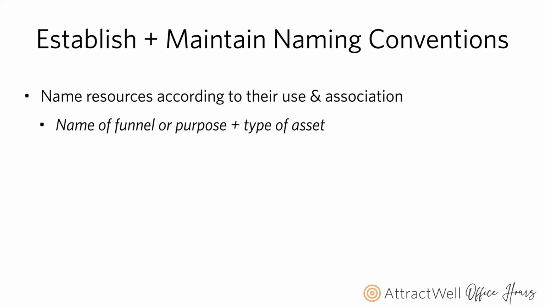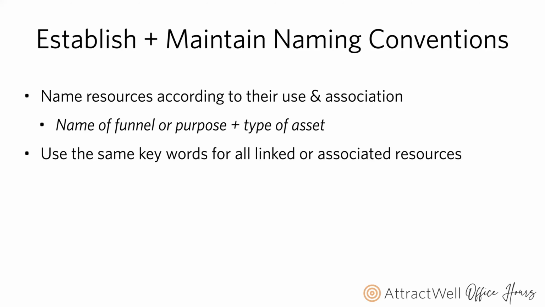So what you want to do first is name your resources according to their use and their association. That would mean, for instance, we're going to name a funnel or purpose, and then the type of asset, right? So an example here might be the landing page for my 3 habits funnel. That would be 3 habits landing page, right? It's a landing page and it is related to the 3 habits funnel, right? I'm naming the funnel 3 habits. Everything in it is going to be called 3 habits. Now, you want to make sure that you use those same keywords. In this case, 3 habits would be the example for all of the linked or associated resources for that purpose.